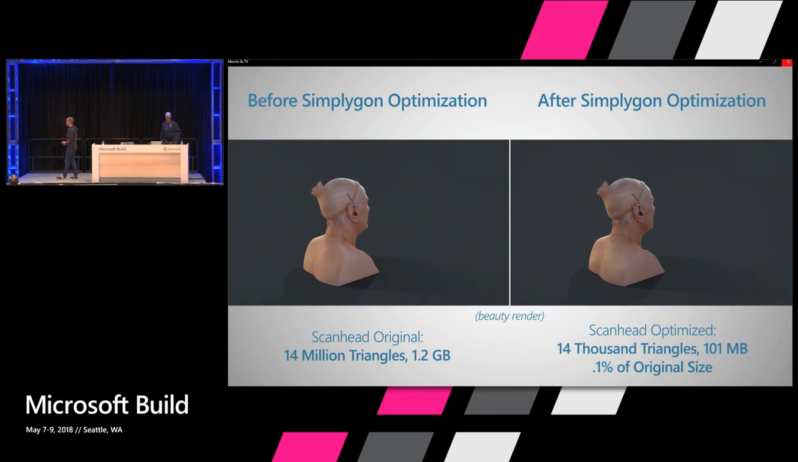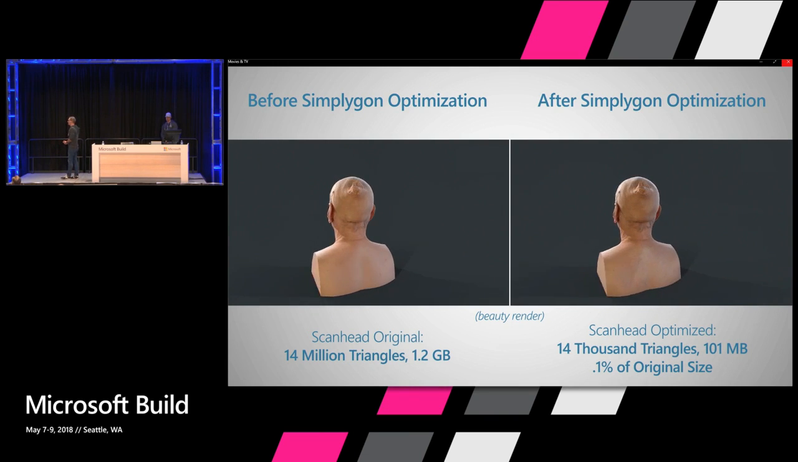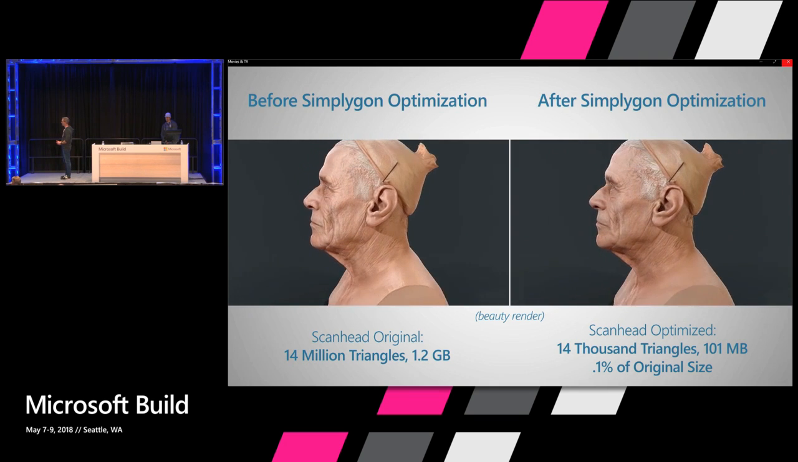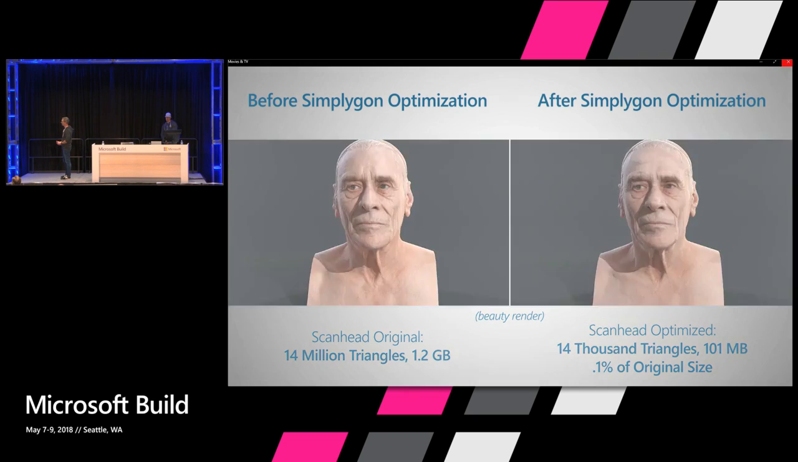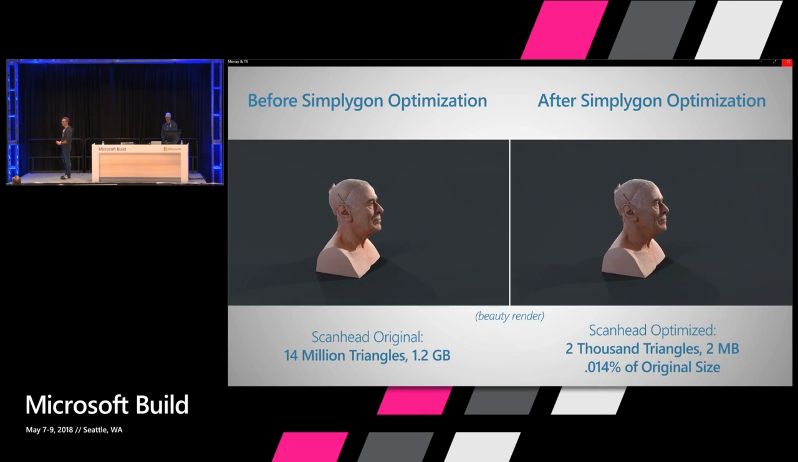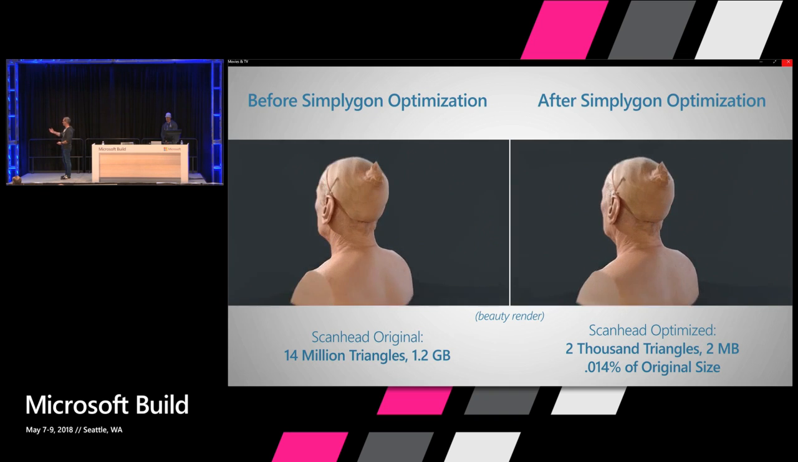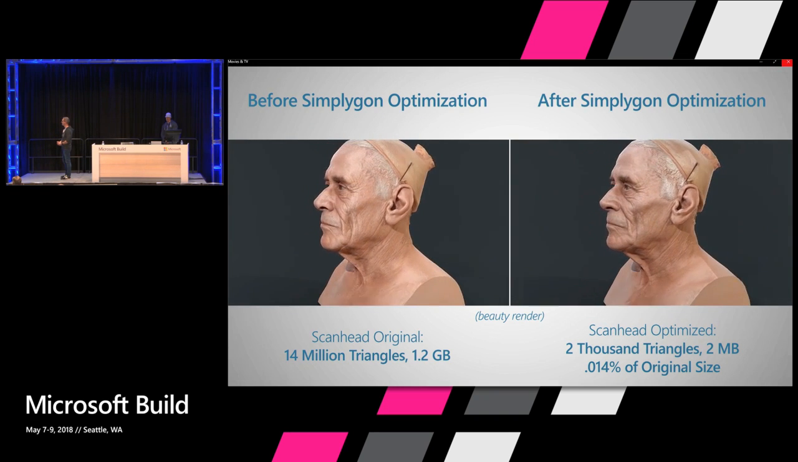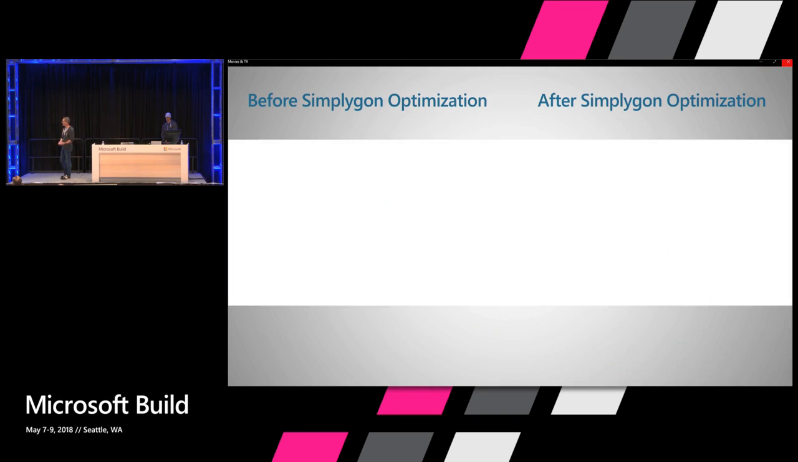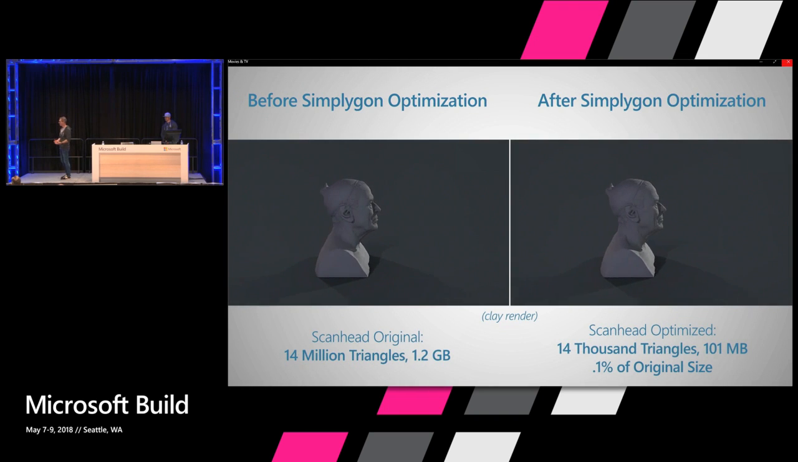And back to the scanned head. So 14 million triangles. This first one went to 14,000. And you can see all the nice normal maps and all the lighting, the way it takes the lighting is preserved. And this one vastly reduced down to 2,000 triangles. That could run on your phone, virtually anywhere.